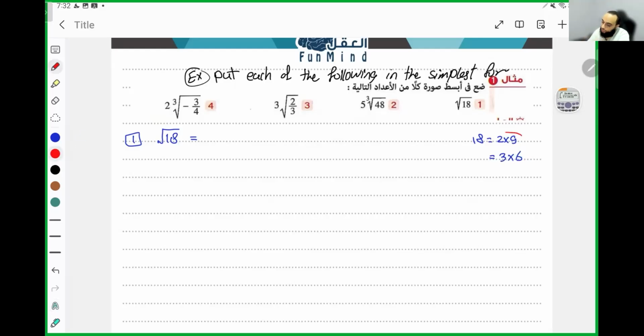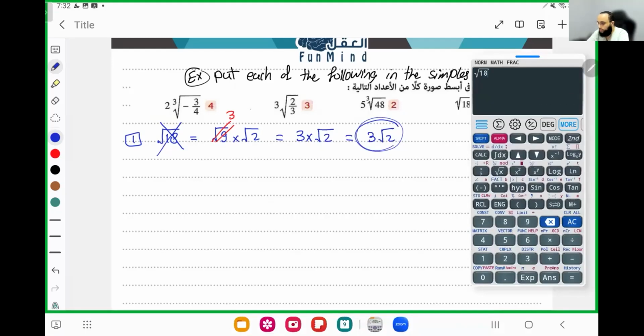So I'll take the 9 factor, which is 9 times 2, correct? And then I'll delete the 18 and write instead of it root 9 times root 2. It's 9 by 2 and 6 by 3. It's better to put the greater one first. You know why? Because root 9 equals 3. Then right now it's 3 times root 2, which equals 3 root 2. Let's check the calculator. Put root 18 inside the calculator. It's 3 root 2.